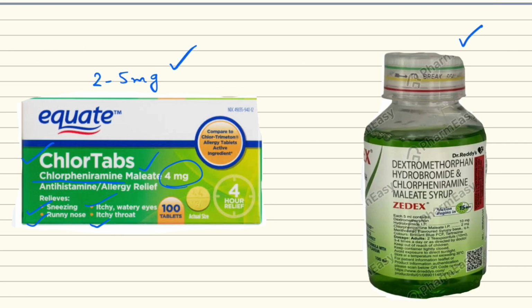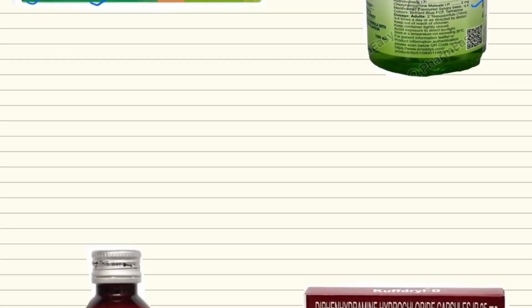It is also used in combination with dextromethorphan. Here I can see each 5 ml of the syrup contains 10 mg of dextromethorphan and 2 mg of chlorpheniramine. So the dose of chlorpheniramine is 2 to 5 mg. You have to remember it.